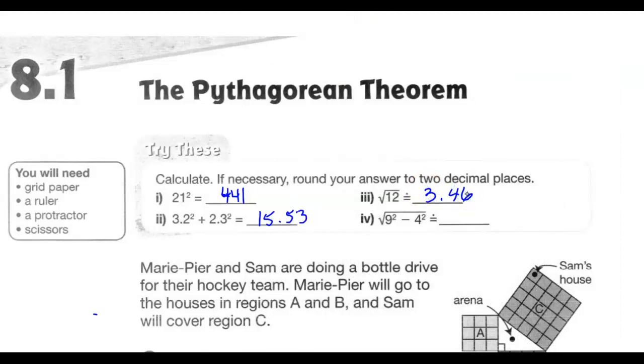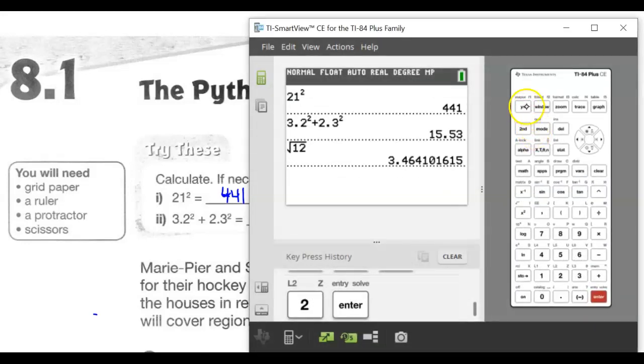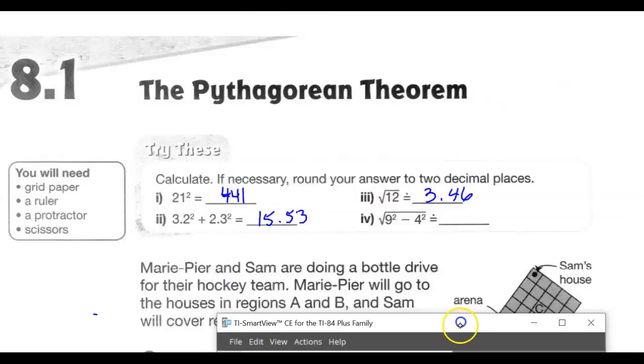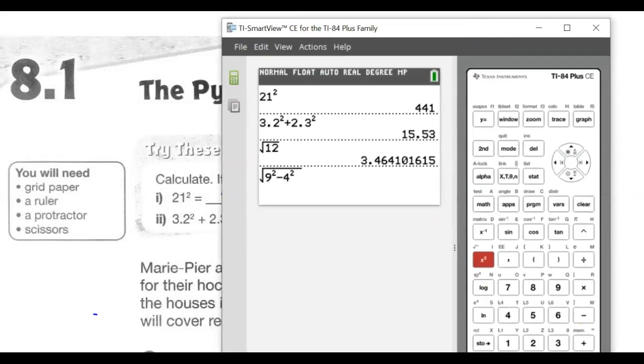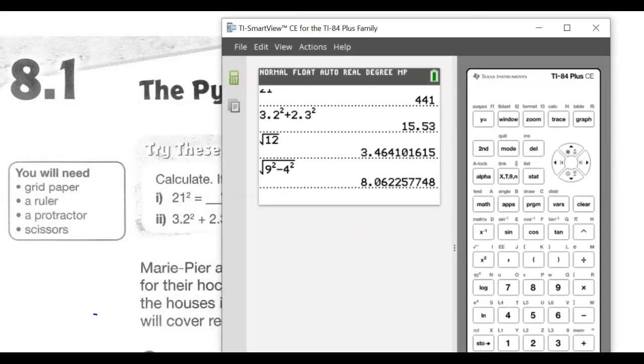And then in the next one, if you have a graphing calculator, you can put it in as it's shown. So 9 squared minus 4 squared. That's what it said, yep. And so you can just enter that, 8.06.